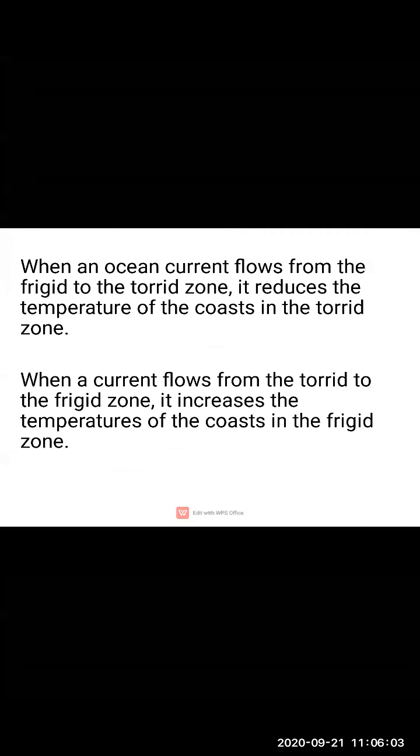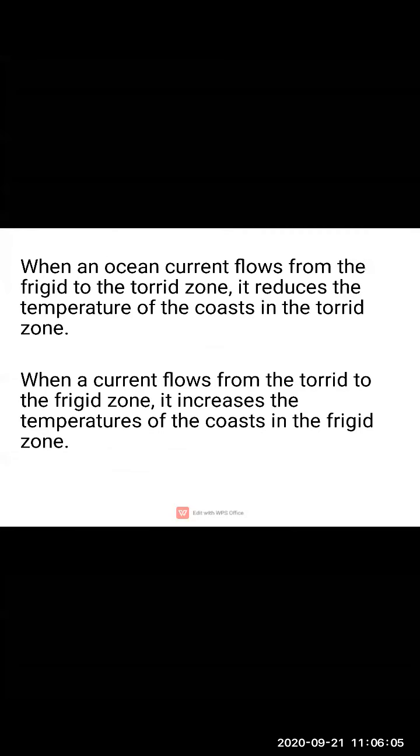These ocean currents flow from the equator to the polar region, and from the polar region to the equator. From the equator to the polar region means from the torrid zone to the frigid zone, and from the polar region to the equator means from the frigid zone to the torrid zone. This is how they travel.